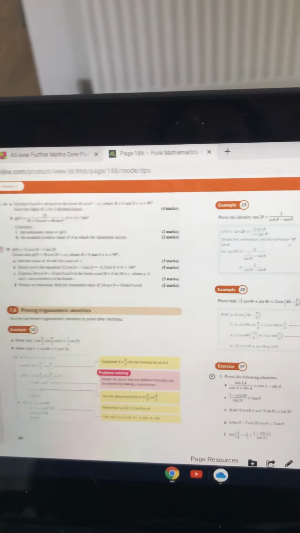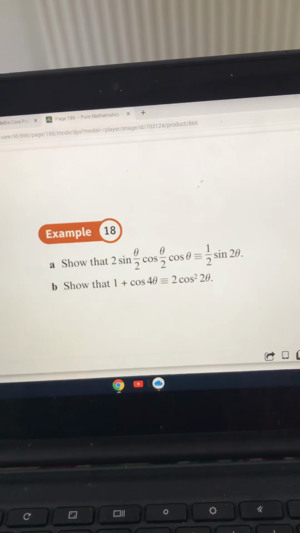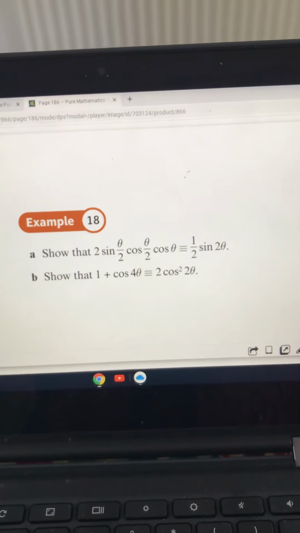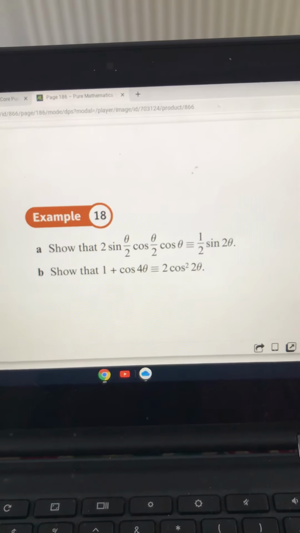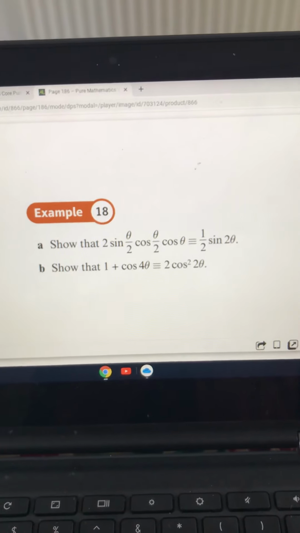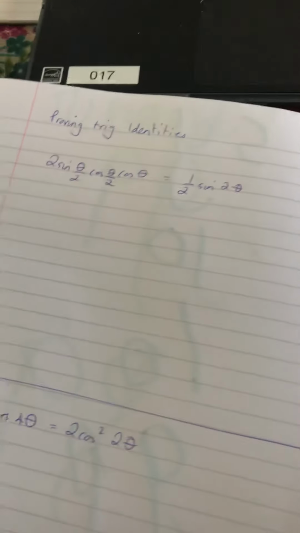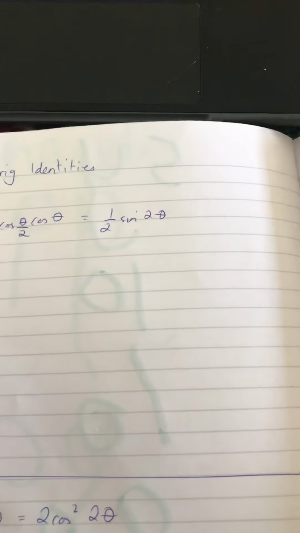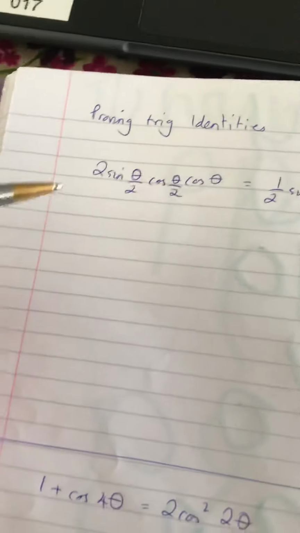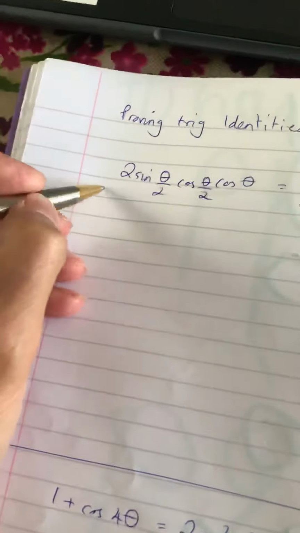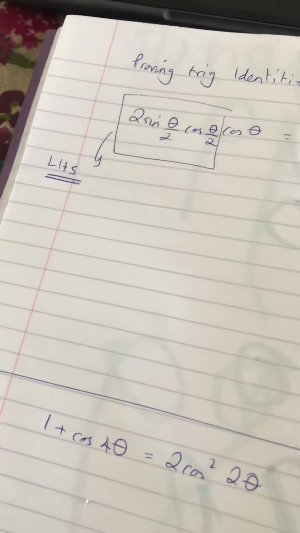So I'm just going to click on the screen. It says, show that 2 sine theta over 2 cos theta over 2 times cos theta is a half sine 2 theta. Okay, so I've copied it out here. With proof questions, you start on one side and you try and aim for the other side. I'm going to start on the left-hand side, and this part here, I'm just going to look at this bit: 2 sine A cos A.